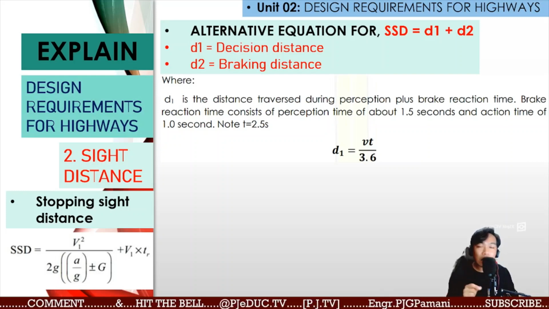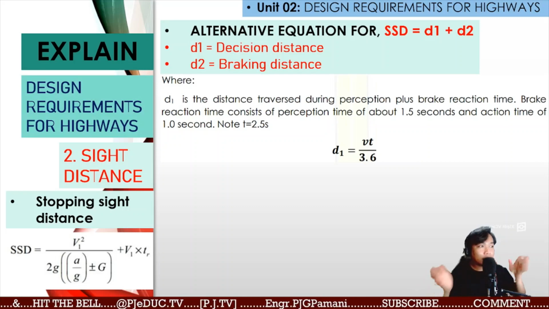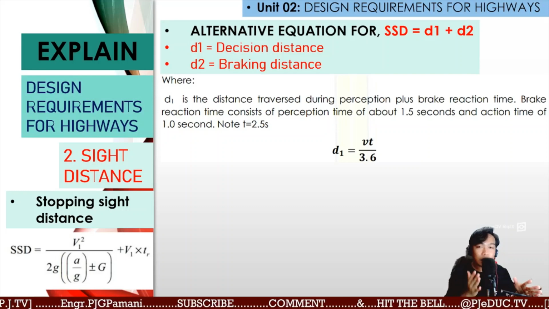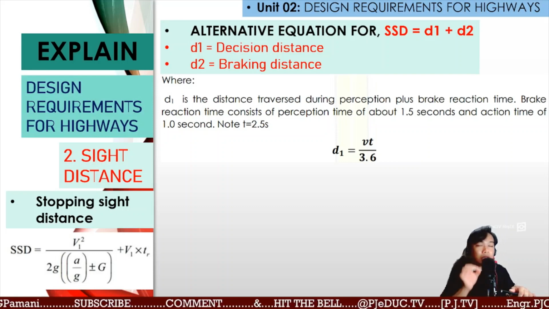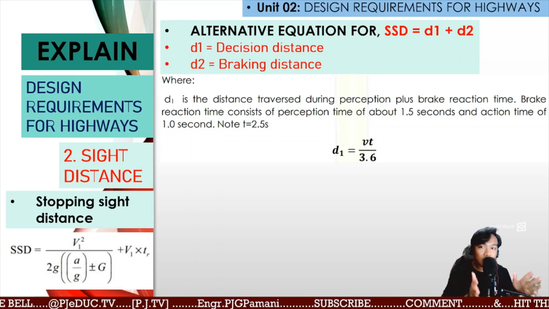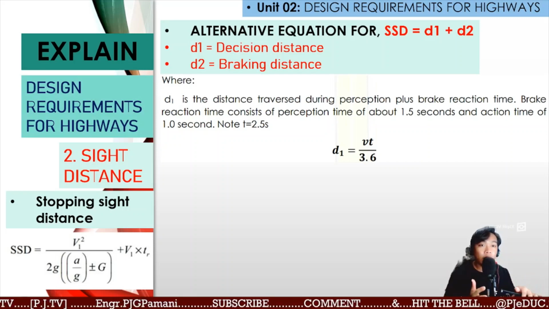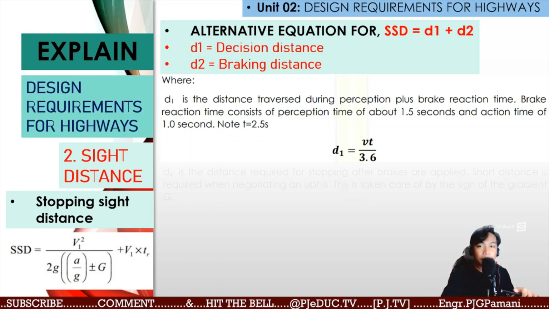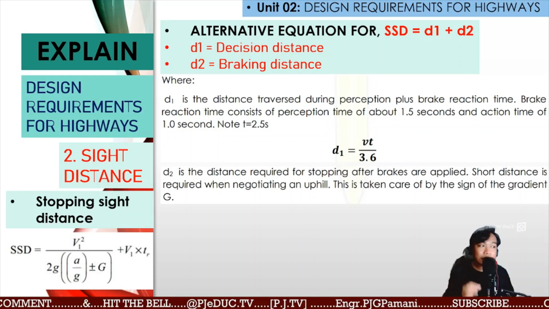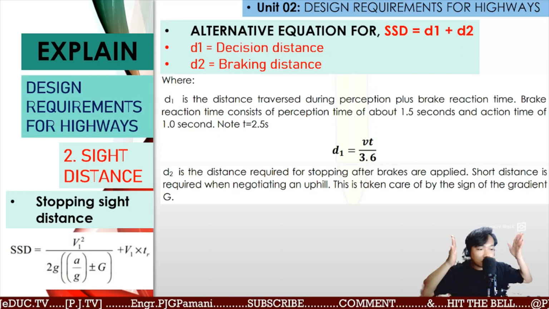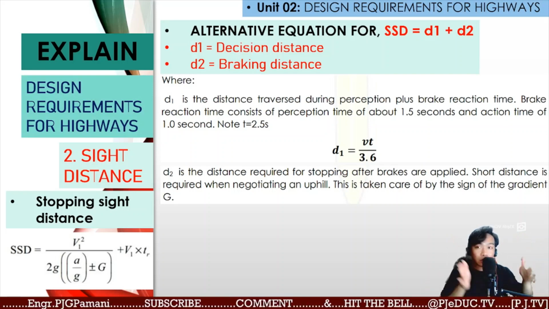So D1 is now equal to the initial velocity V times the actual reaction time T of 2.5 seconds, over 3.6. What is the 3.6 for? For example, if your V and T are in English units, this is our conversion. The 1 over 3.6 converts velocity in English units into metric units of kilometers per hour. So 1 over 3.6 is a direct conversion with kilometers per hour. Then D2 is the distance required for stopping after brakes. So this is now your total distance to stop, no?